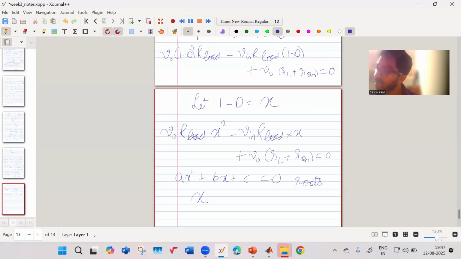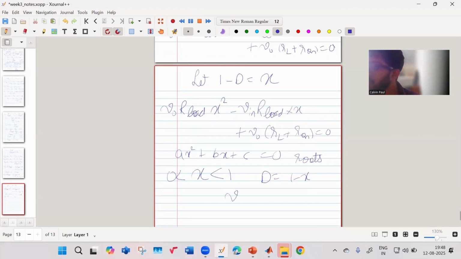So the range of X should be between 0 to 1. You will get two solutions of this equation. Whichever solution lies between 0 to 1, that is the required answer. And from that, you will get your D. Then D is equal to 1 minus X, and your VCon will be D into Vmax. So this is the process.